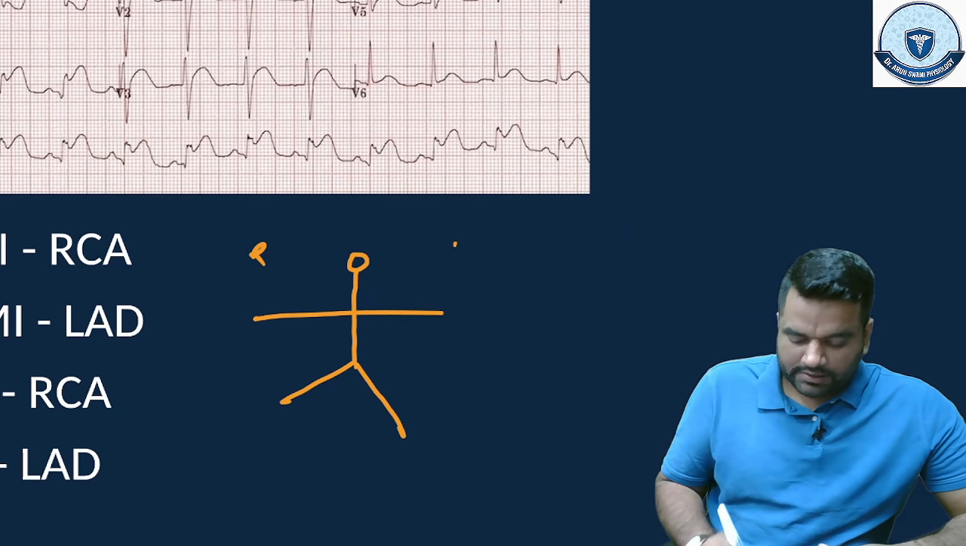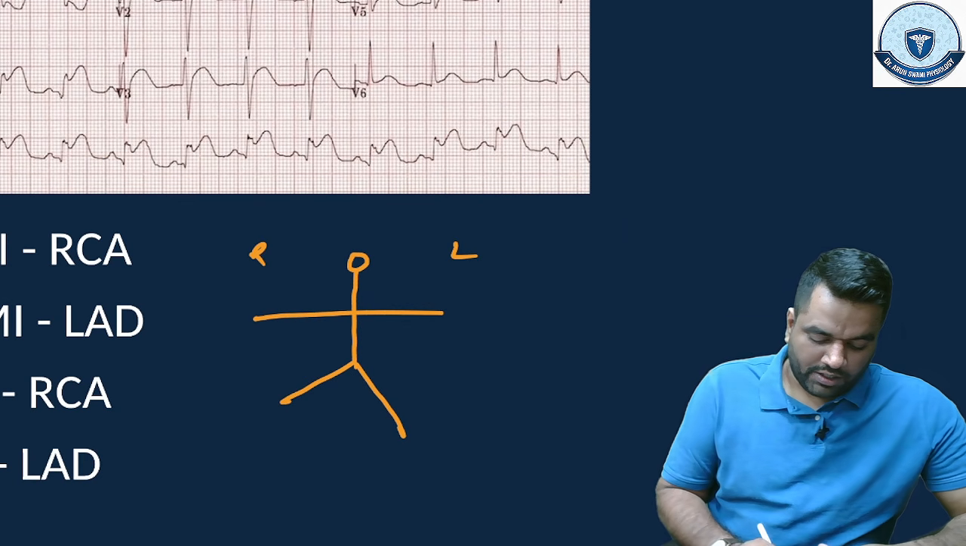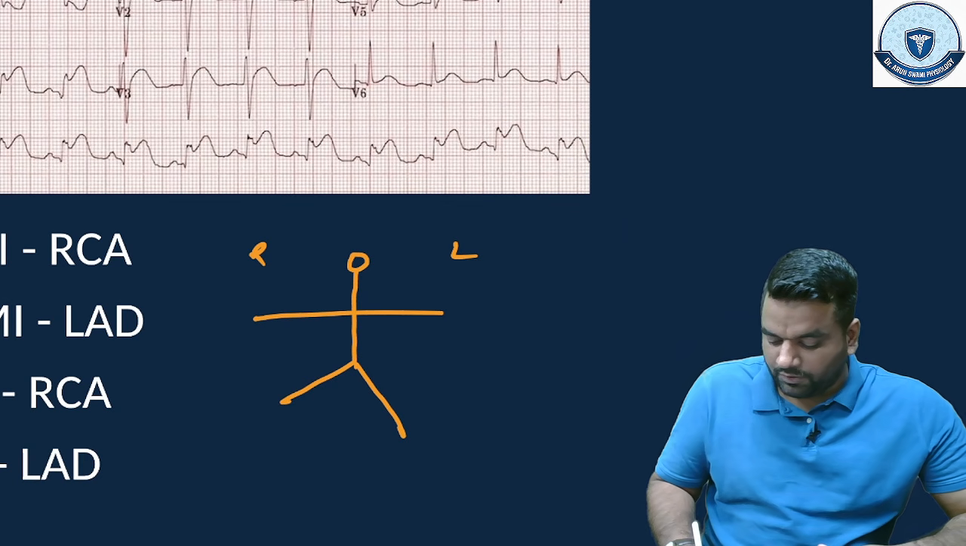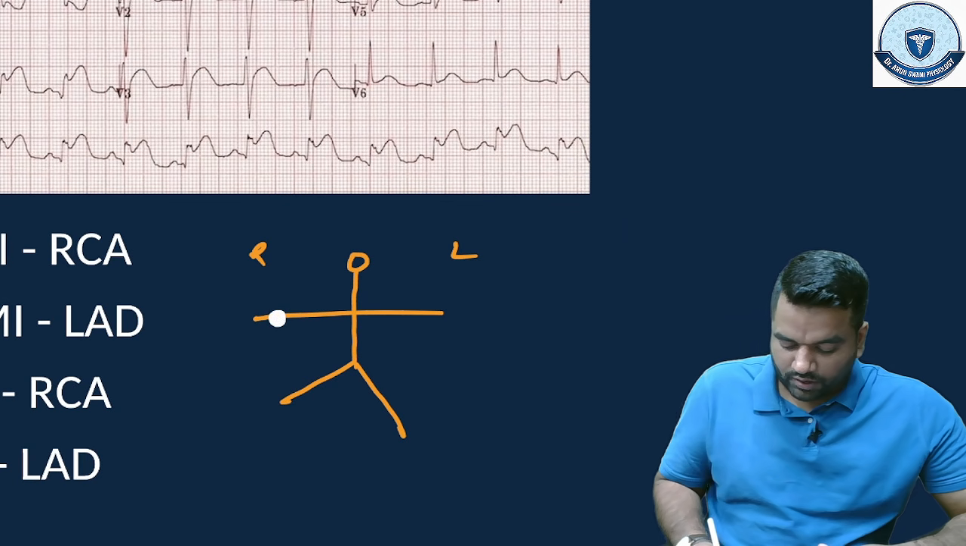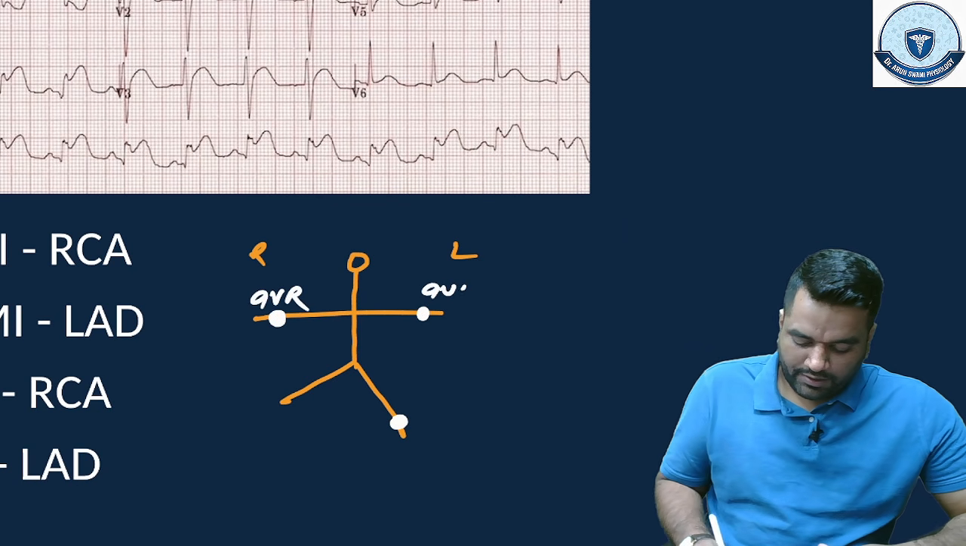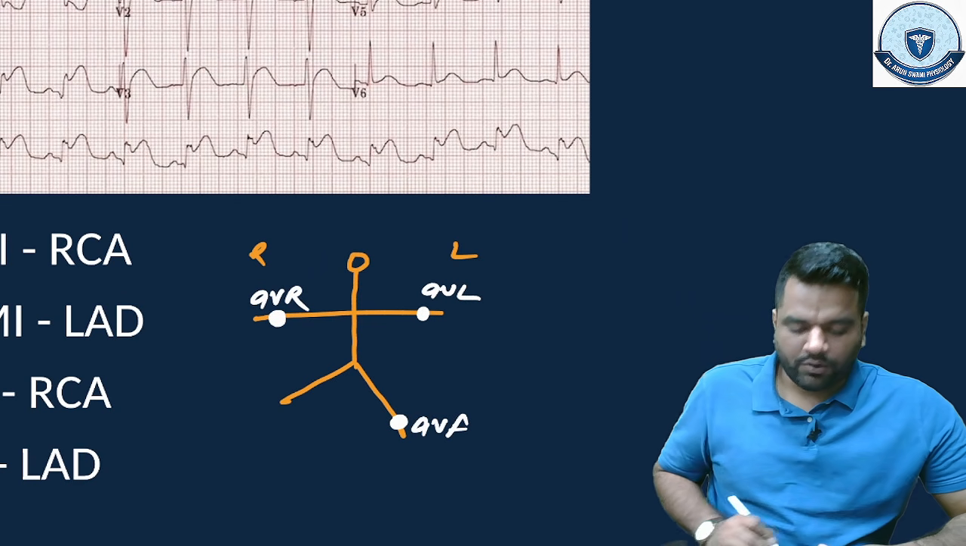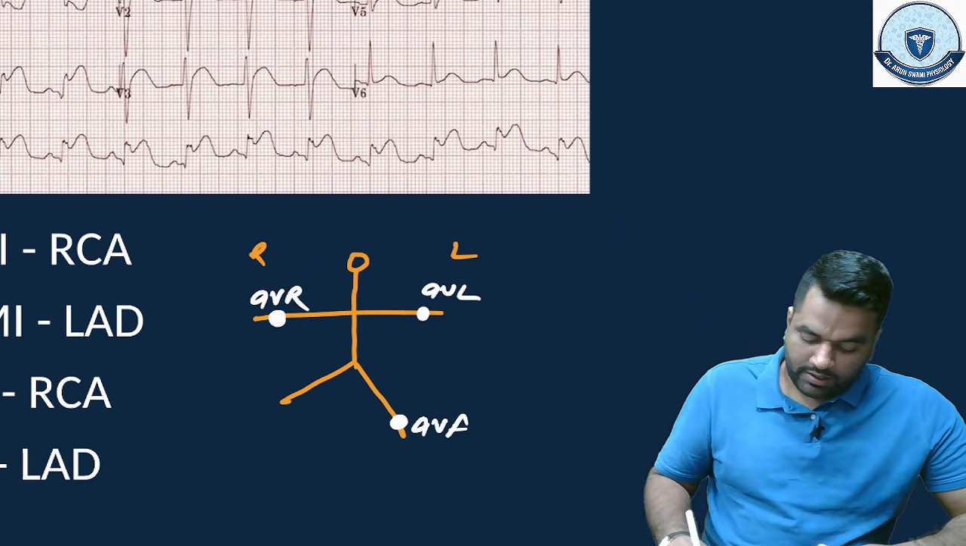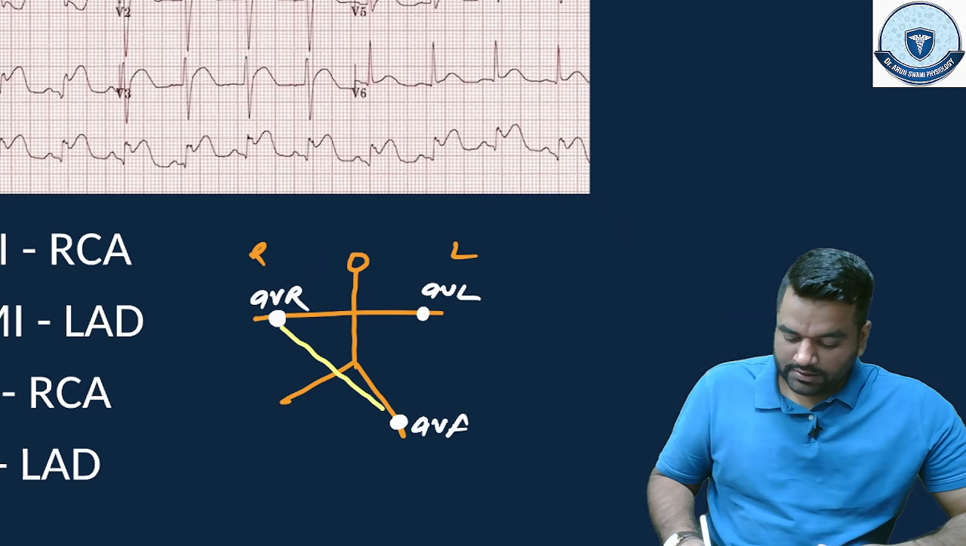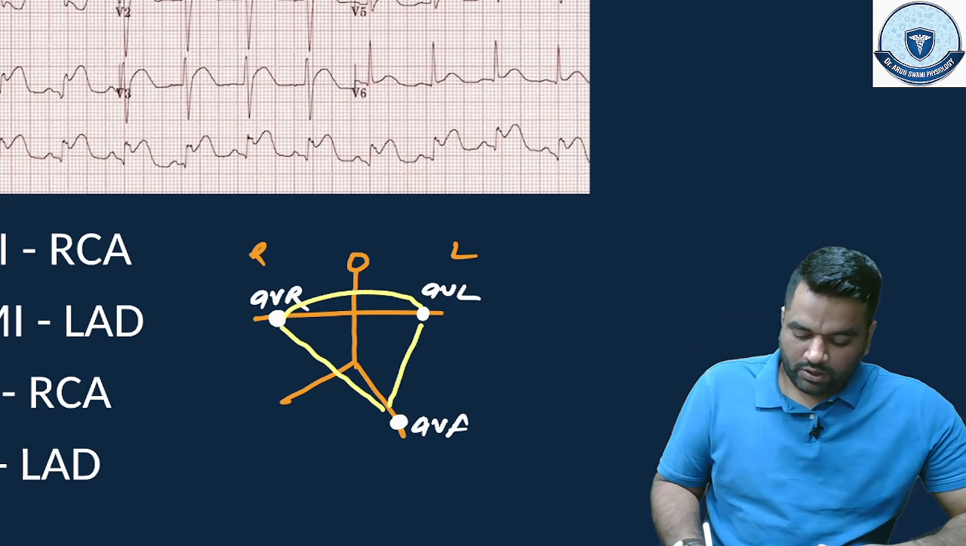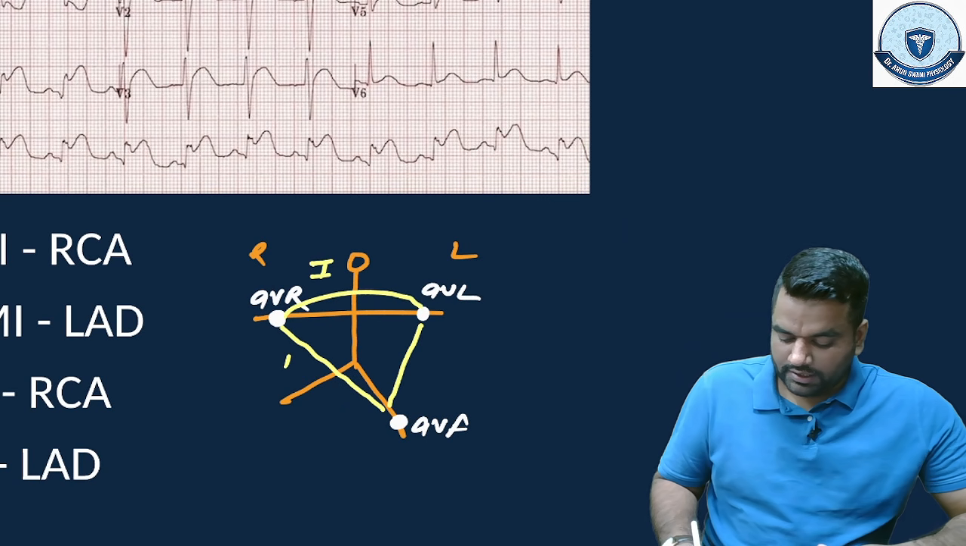This is right side, this is left side. So what you can do, first you will place the one lead over here, another lead over here, and another lead over here. This is what we call AVR, this is AVL, and this is AVF for foot. Now you have to connect all of them together like this, and like this. This is what we call lead 1, this is lead 2, and this is lead 3.